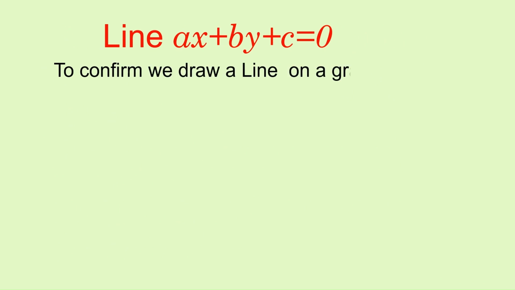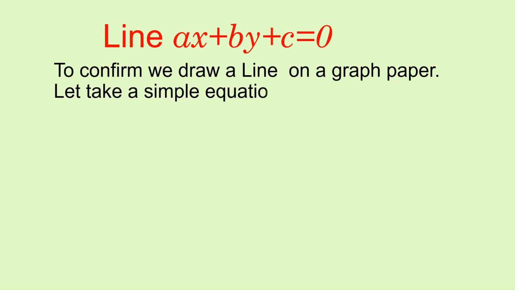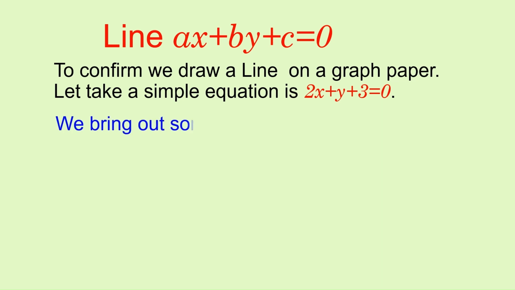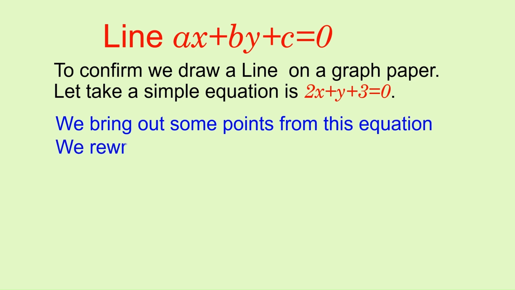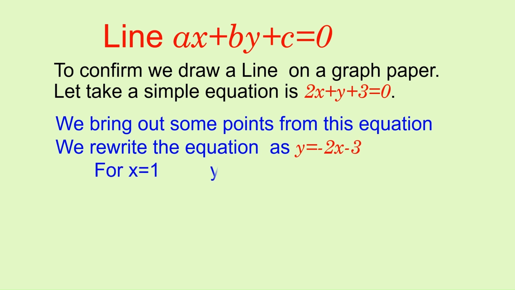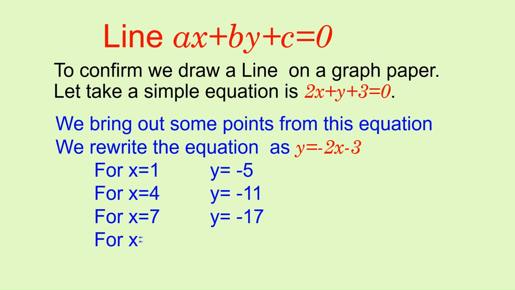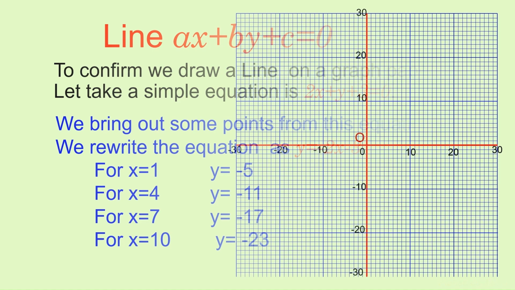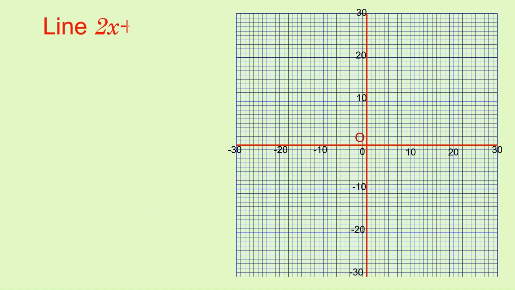Line ax plus by plus c equals 0. To confirm, we draw a line on graph paper. Let's take a simple equation, 2x plus y plus 3 equals 0. We bring out some points from this equation. We rewrite the equation as y equals minus 2x minus 3. For x equals 1, y equals minus 5. For x equals 4, y equals minus 11.